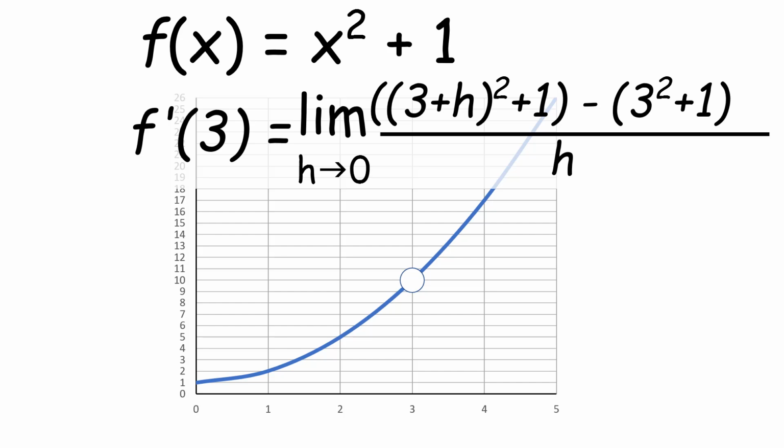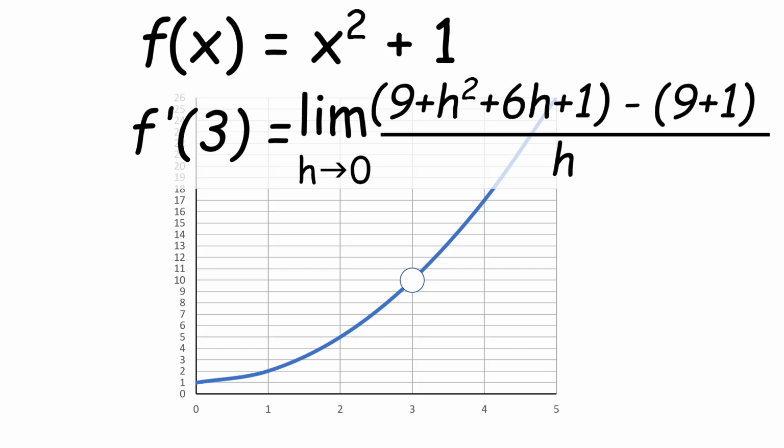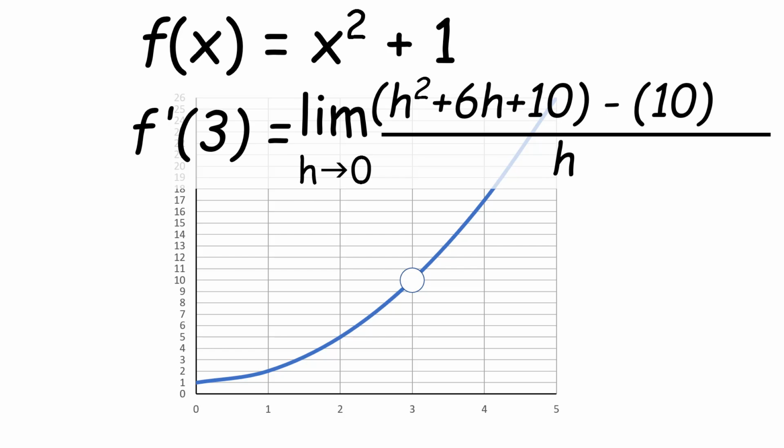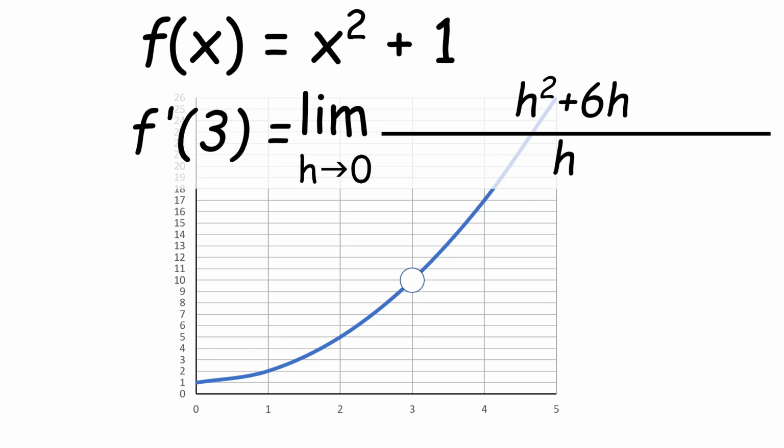Now on the left we can factor out the perfect square as a squared plus b squared plus 2ab, and on the right 3 squared is 9. Now we can consolidate the like terms, so 9 plus 1 is 10, and 10 minus 10 cancels out, leaving us with h squared plus 6h over h.